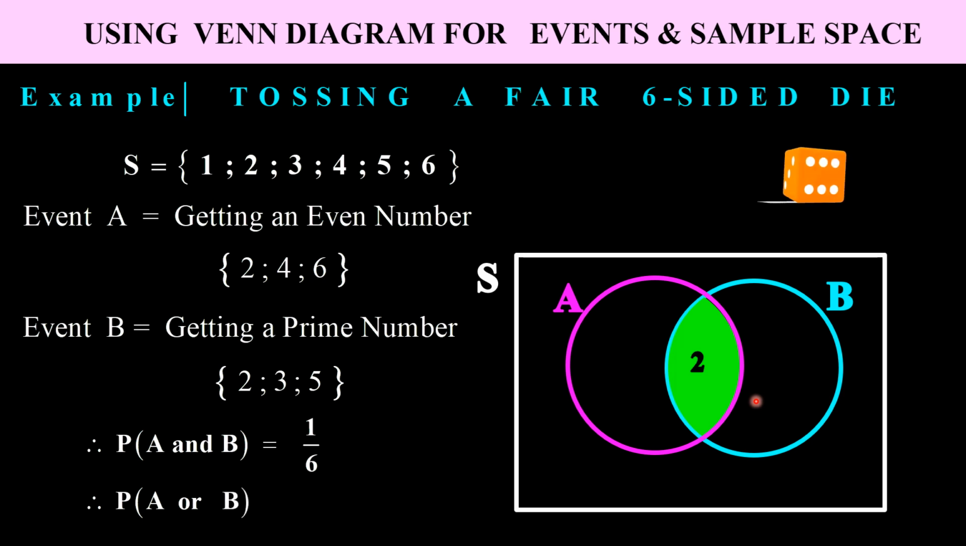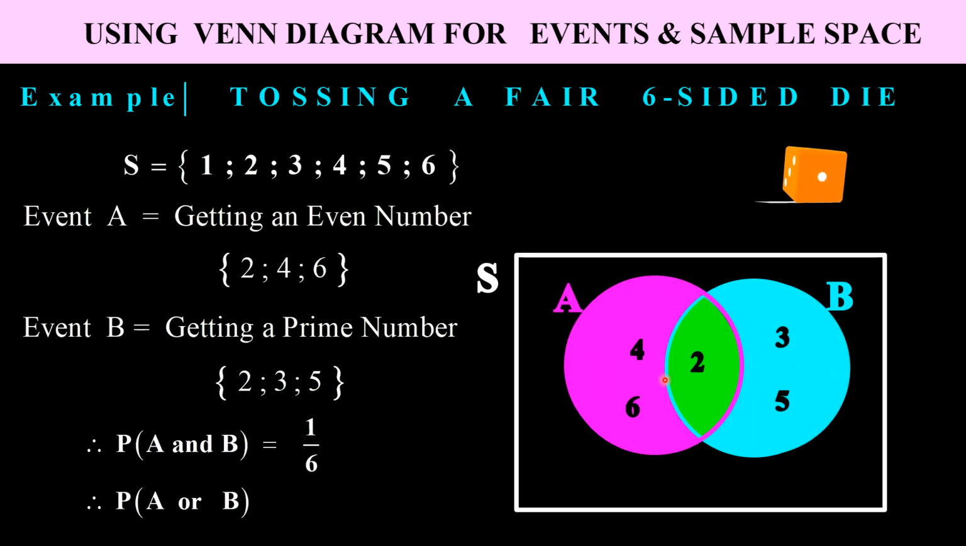Now we also want to consider A or B. So with that, what does that mean? It is getting an even number or a prime number. So it can be the even numbers, or it can be a prime number. So it's all of, that's correct, it's all of these numbers here. The outcome can be a 4, a 6, a 2, a 3, or a 5. And how many are there? There are 5, so the probability there is 5 over 6.